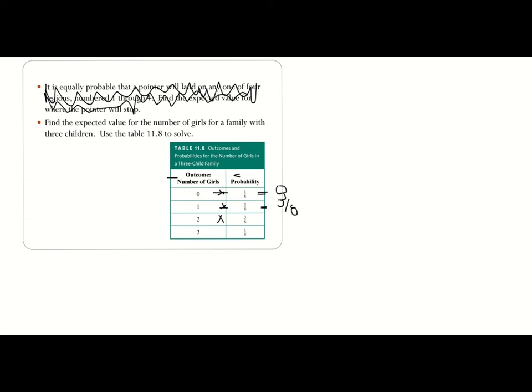2 girls is also 3/8. So when I do 2 times 3/8, we'll put that 1 underneath, it becomes 6/8. And then 3 times 1/8 becomes 3/8 again. So now we want to add them. And really what we're ending up adding, because the 0 doesn't matter, will be 3/8 plus 6/8 plus 3/8.